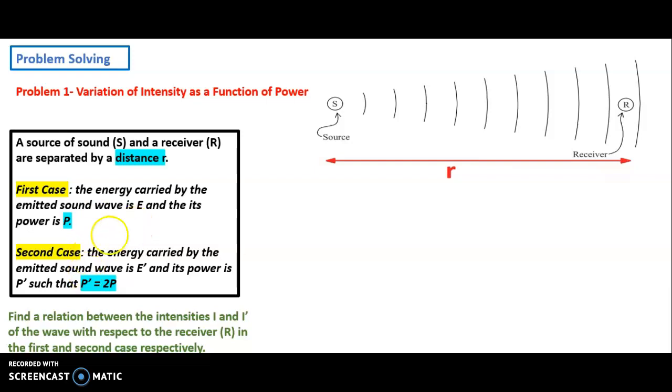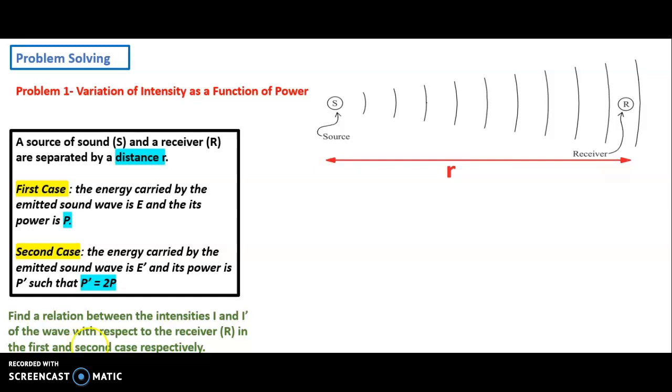And in the second case, the energy carried by the emitted sound wave is E prime, and its power is P prime, such that P prime is double P. So in the second case, it is carrying double the energy. It is flowing at double the rate, having double the power.